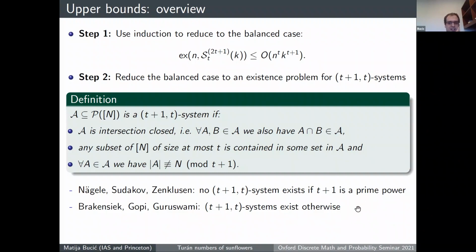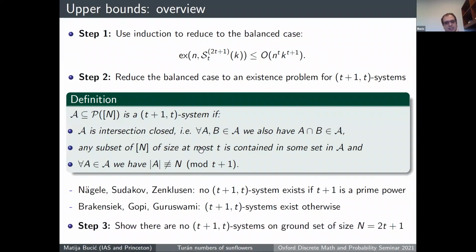So we were quite stuck at this point for a while, because our argument really reduces this to whether such a t plus 1 t system exists or not. But luckily, what comes to our rescue is that the t plus 1 t systems that arise in our proof will always be on a relatively small ground set. So what we actually want is that such an object does not exist with capital N being equal to 2t plus 1. And these examples of t plus 1 t systems, when t plus 1 is not a prime power, require very massive ground sets.